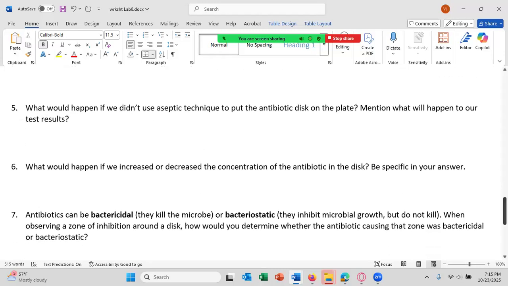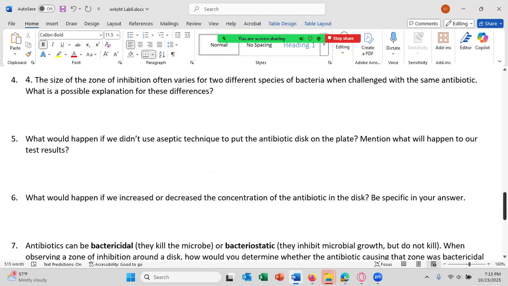5. What would happen if we didn't use aseptic technique to put the antibiotic disc on the plate? And then mention what will happen to our test results as well. 6. What would happen if we increase or decrease the concentration of the antibiotic in the disc? Be specific in your answer.